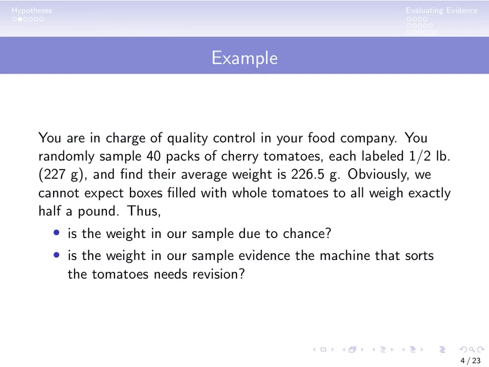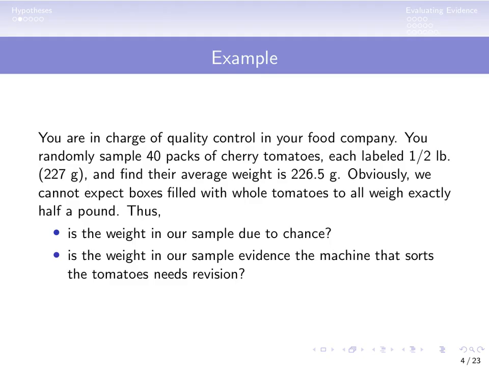So usually the first thing we do in hypothesis testing is to state our null and alternative hypotheses. We'll go over an example here. Let's say you're in charge of quality control in your food company. You randomly sample 40 packs of cherry tomatoes, and they're supposed to weigh half a pound or 227 grams. But in your sample of 40 packs, you find that the average weight is 226.5 grams.